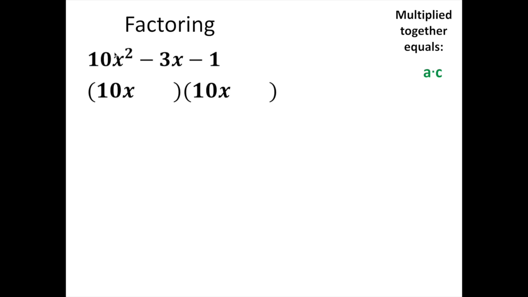So we're going to take a times c, 10 times -1. Two numbers have to multiply together to give me -10, essentially, but add together to give me b, and b in this case is -3. Okay, so multiply together to give me -10, but add together to give me -3.